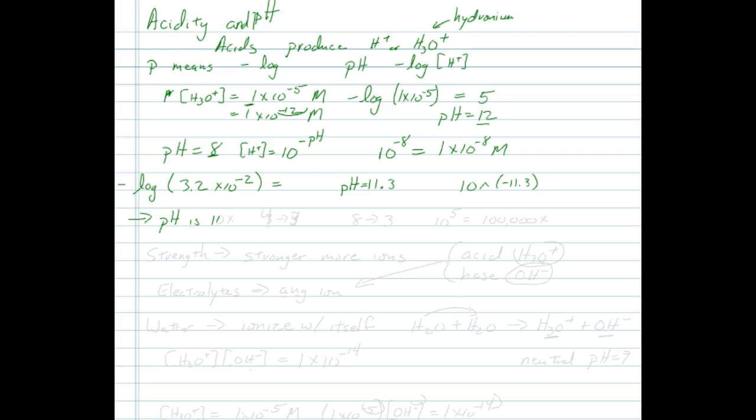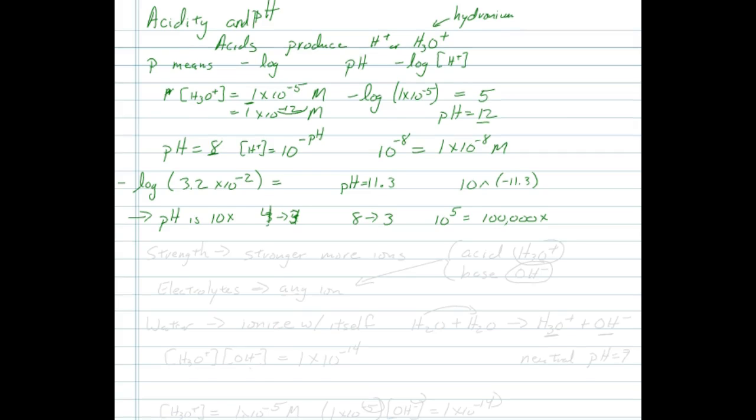Each change in pH is 10 times stronger. So if you're going from 4 to 3, lower means stronger. So that means the 3 is 10 times stronger than the 4. If you're going from 8 to 3, that's 5. That means it's 10 to the 5th power, or 100,000 times stronger. So every time you go down 1 pH, the strength is increased by 10.